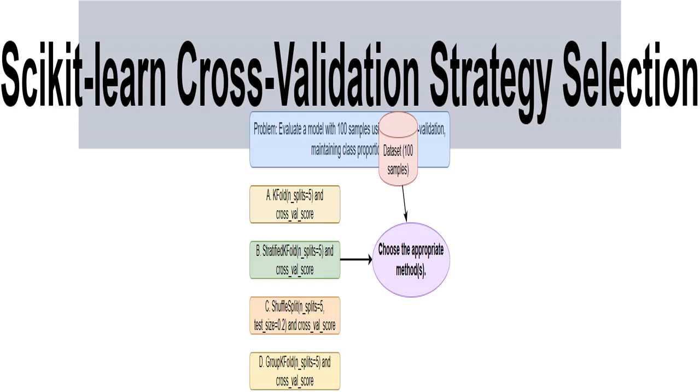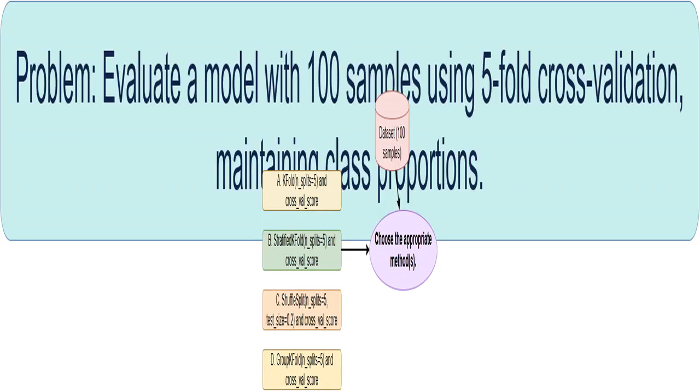This section's title tells us we'll be choosing from several scikit-learn methods for splitting data to evaluate a machine learning model's performance using cross-validation. It's all about choosing the right tool for the job. I'm given a dataset with 100 samples and need to choose the best way to split it into 5 folds for cross-validation. The crucial part is maintaining the proportions of different classes within each fold to avoid bias. This is important to get reliable results.